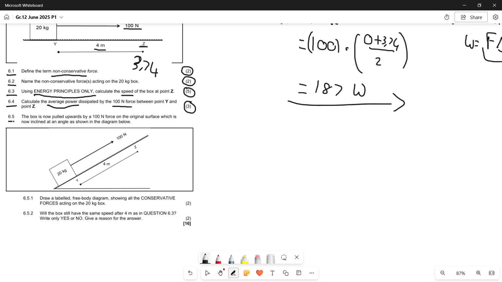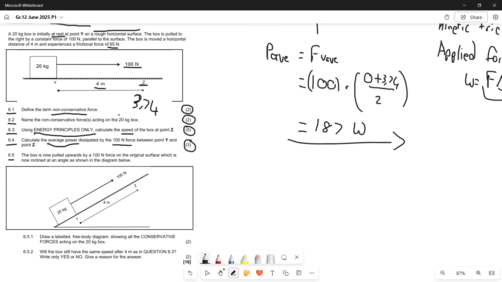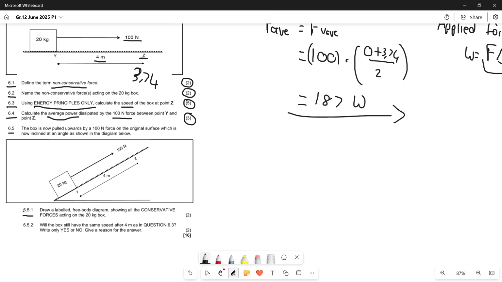Okay, great. So 6.5 says the box is now pulled upwards by a 100 Newton force on the original surface, which is now inclined at an angle as shown in the diagram below. So everything is exactly the same except this box is now on a slope. So 6.5.1 says draw a labeled free body diagram showing all the conservative forces acting on the 20 kilogram box.